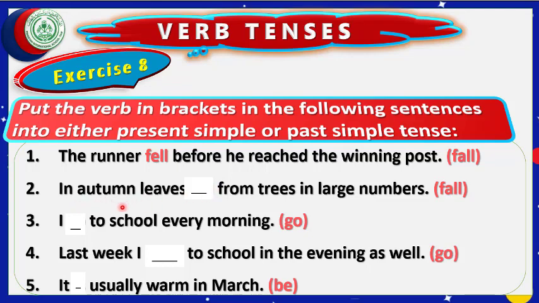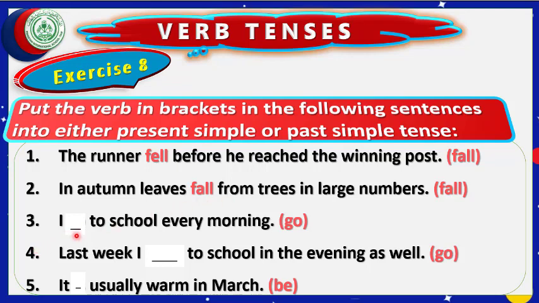In autumn, leaves dash from trees in large number. In this sentence, we do not find any indication which shows that we are talking about past. Therefore, we shall complete it in present simple tense. It will become, in autumn leaves fall from trees in large number. Let us move to the next.